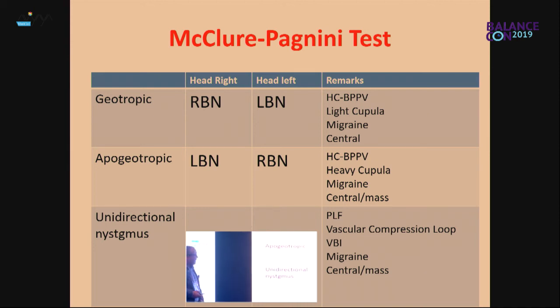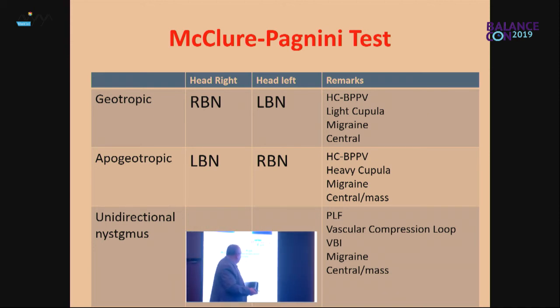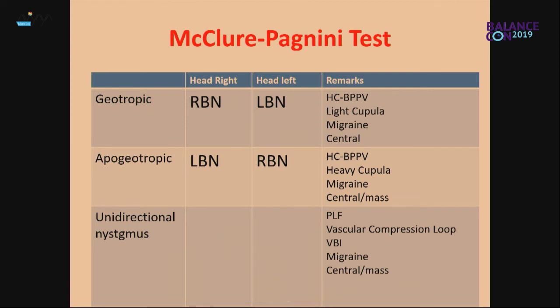Yes, in the McClure-Pagnini test or positional testing, sometimes you see a unidirectional nystagmus, like left beating or right beating. It doesn't reverse. For geotropic or apogeotropic, the nystagmus should reverse its direction from left to right. But sometimes you see a nystagmus only on one side, which is not reversing. We have seen this in perilymphatic fistula, vascular loop compression, vertebrobasilar insufficiency, migraine, central cases, and vestibular schwannoma.